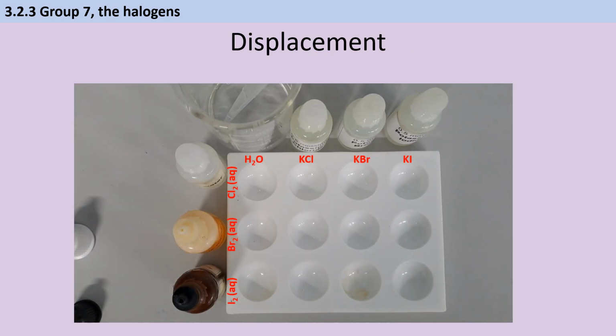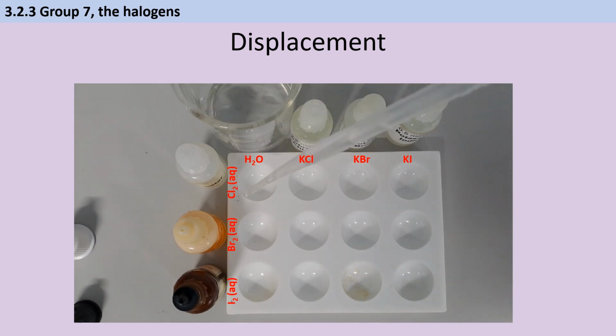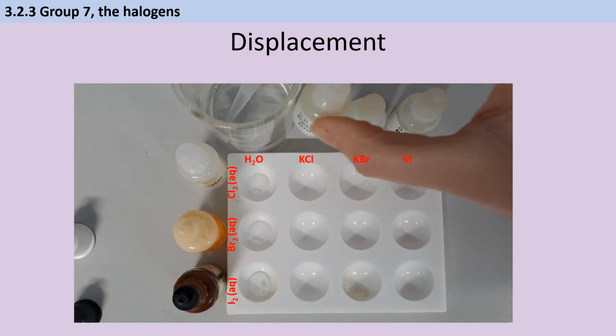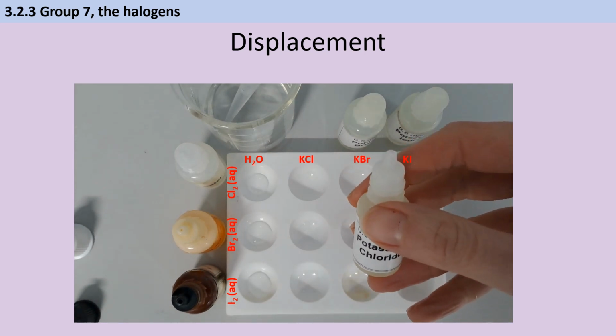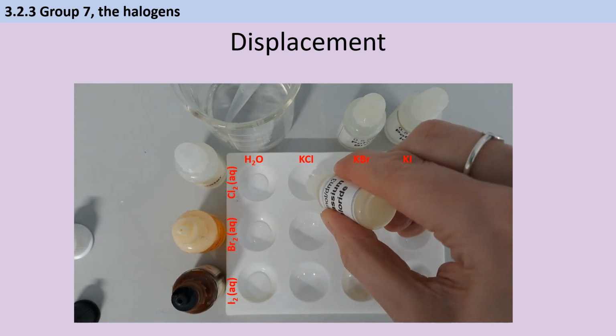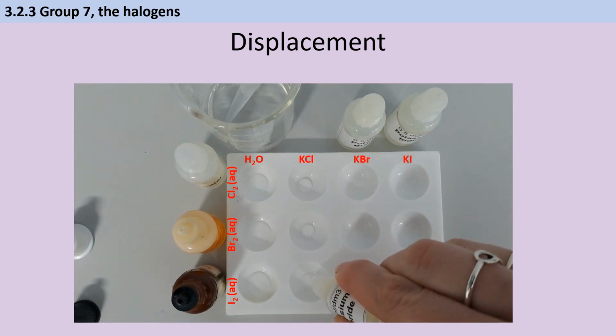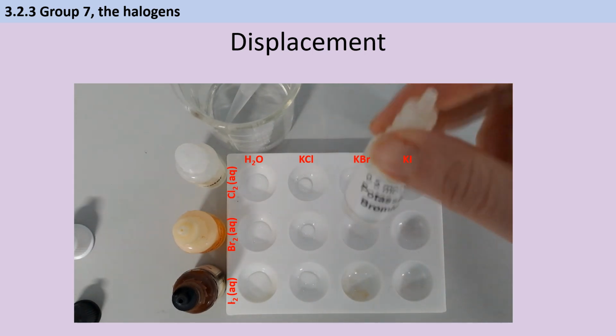I can show the differences in reactivity of the different halogens by carrying out a displacement reaction. So first of all, into my spotting tile, I'm going to put all of the compounds that these halogens are going to try to displace. So I start off with a water control, just so I can see what they all look like. And then I'm going to have some potassium chloride in my next set of wells. And then some potassium bromide.